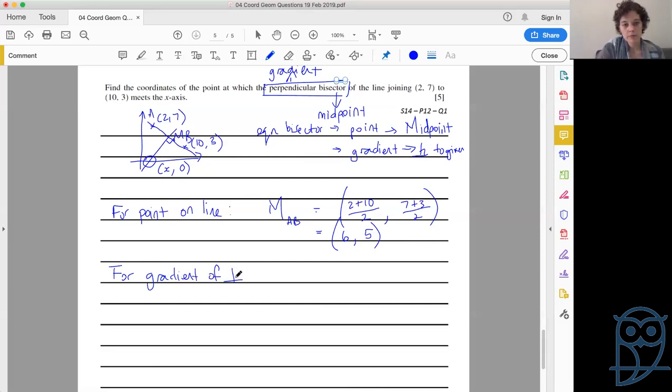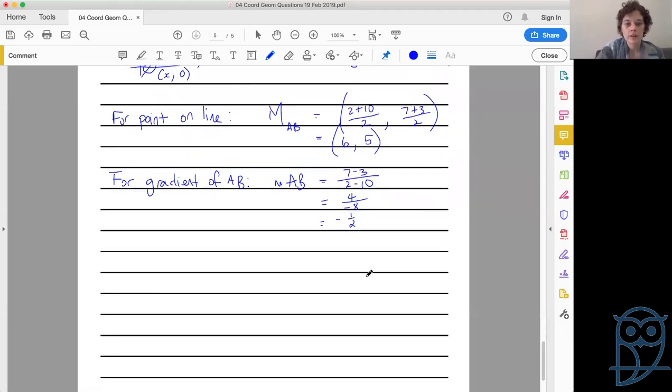So for gradient of AB, let's do that. m AB equals, so y change over x change, (7 minus 3) over (2 minus 10). 7 minus 3 gives us 4. 2 minus 10 gives us minus 8, which is minus a half.